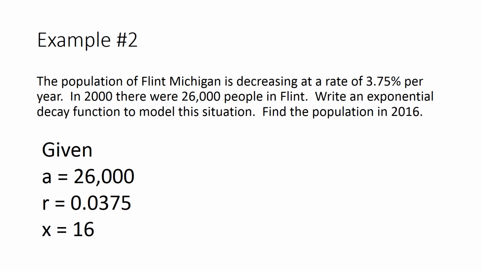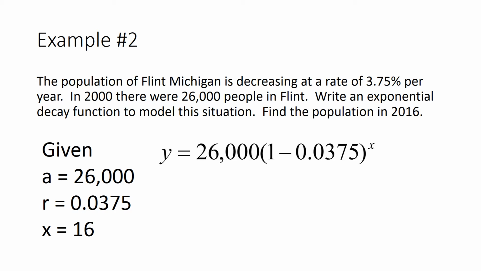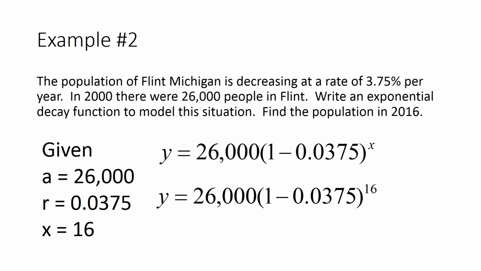So now let's write our equation. We have a is 26,000. We have our rate of 0.0375, and it's being raised to the x. In this case, x is 16, so we put that in, and then we go to our handy-dandy calculator and put in the formula, and we get 14,105. Now, one of the things you want to do is make sure that your answer makes sense in context. Because we're using the decay formula, because it's decreasing, we would expect our answer to be less than 26,000 people, and it is.